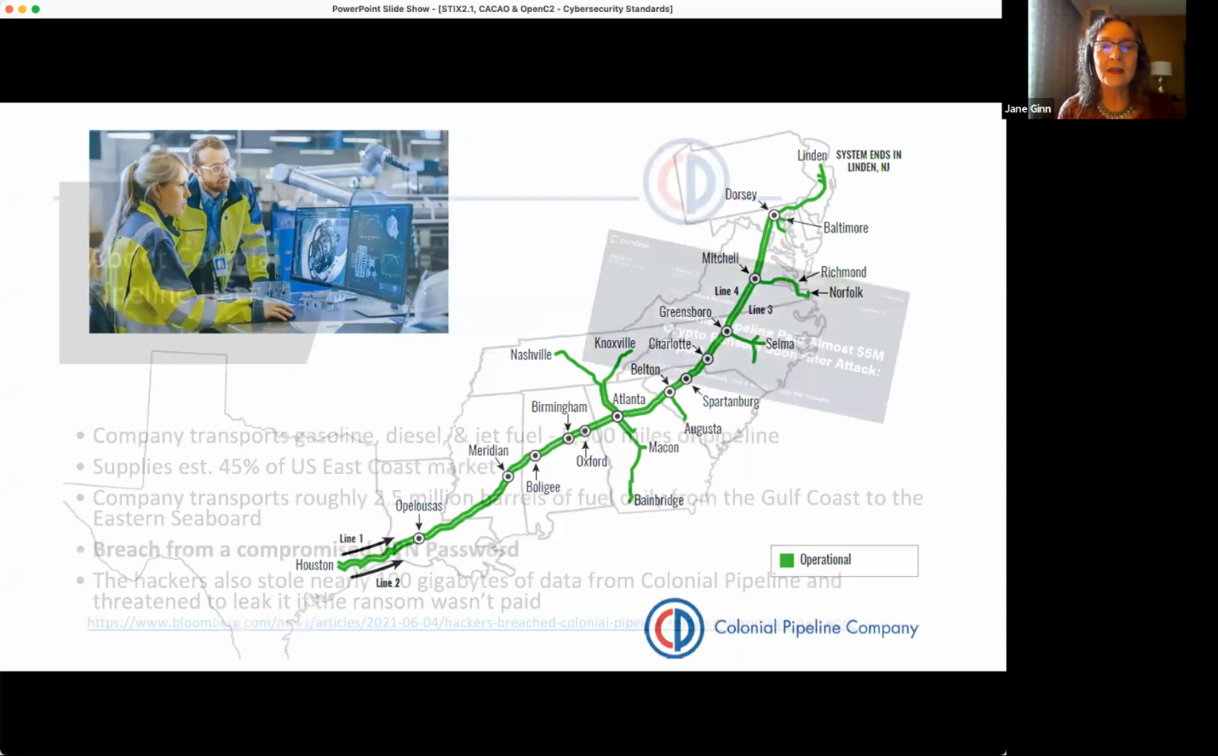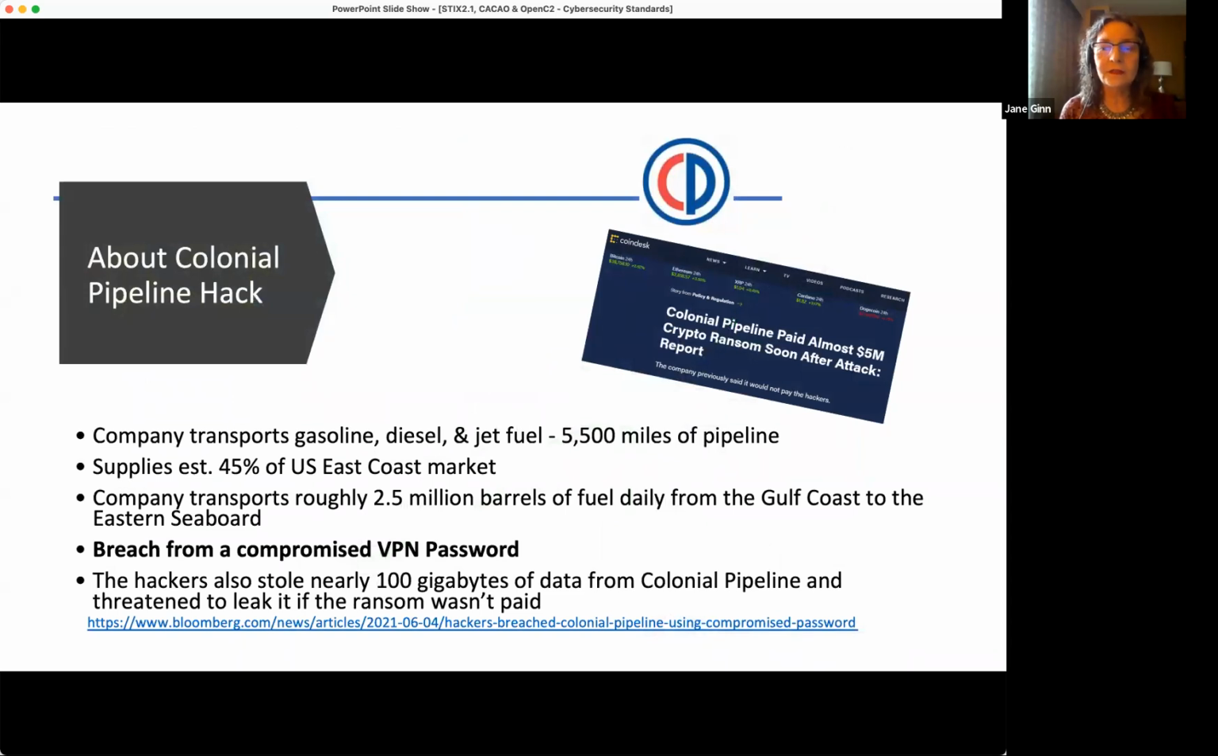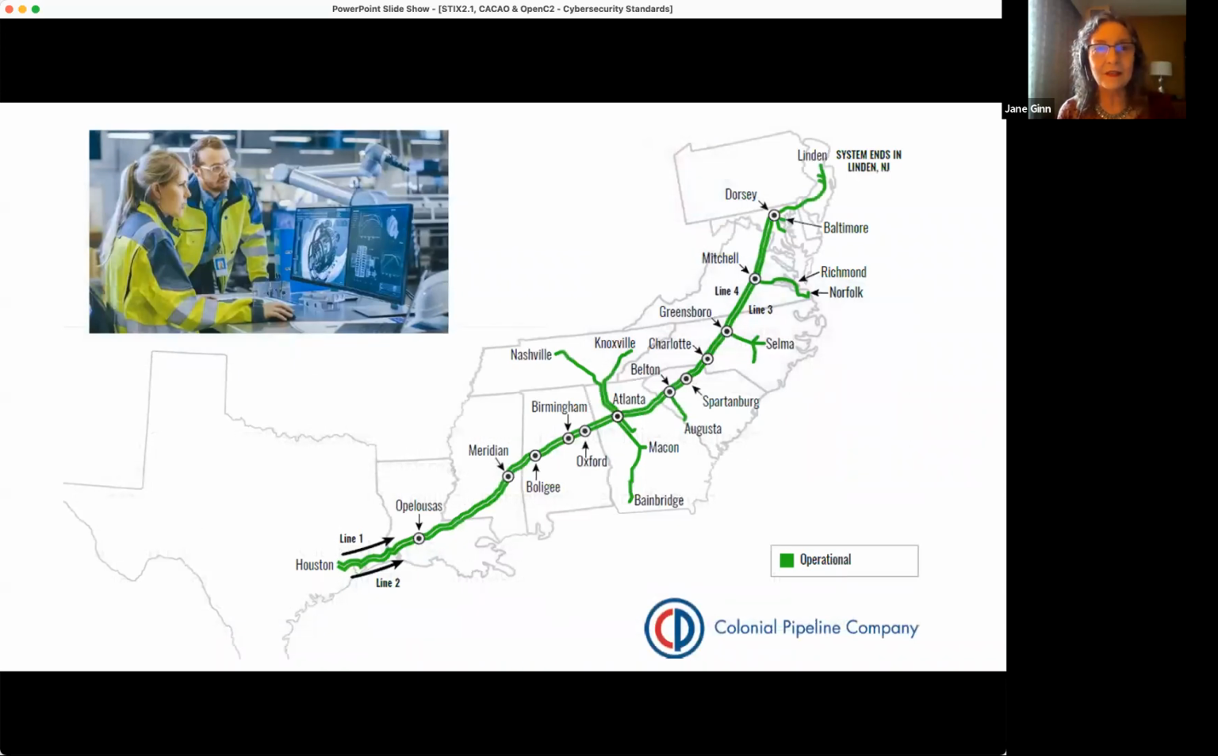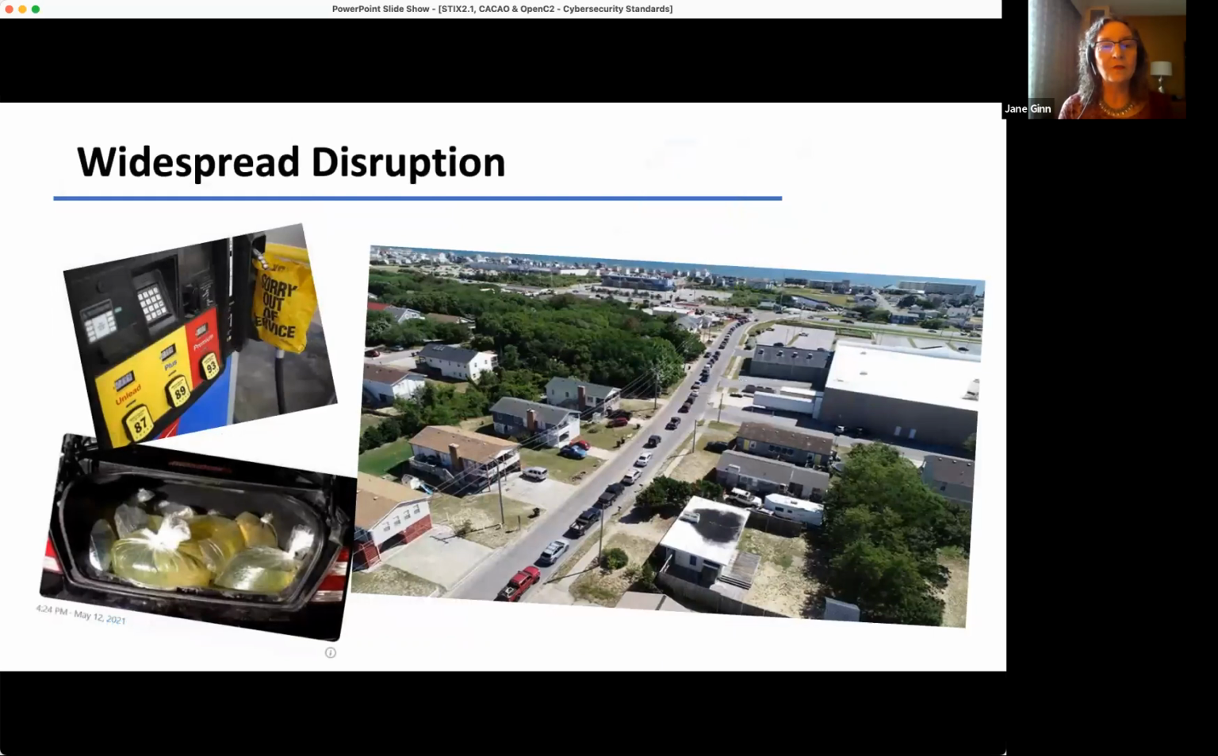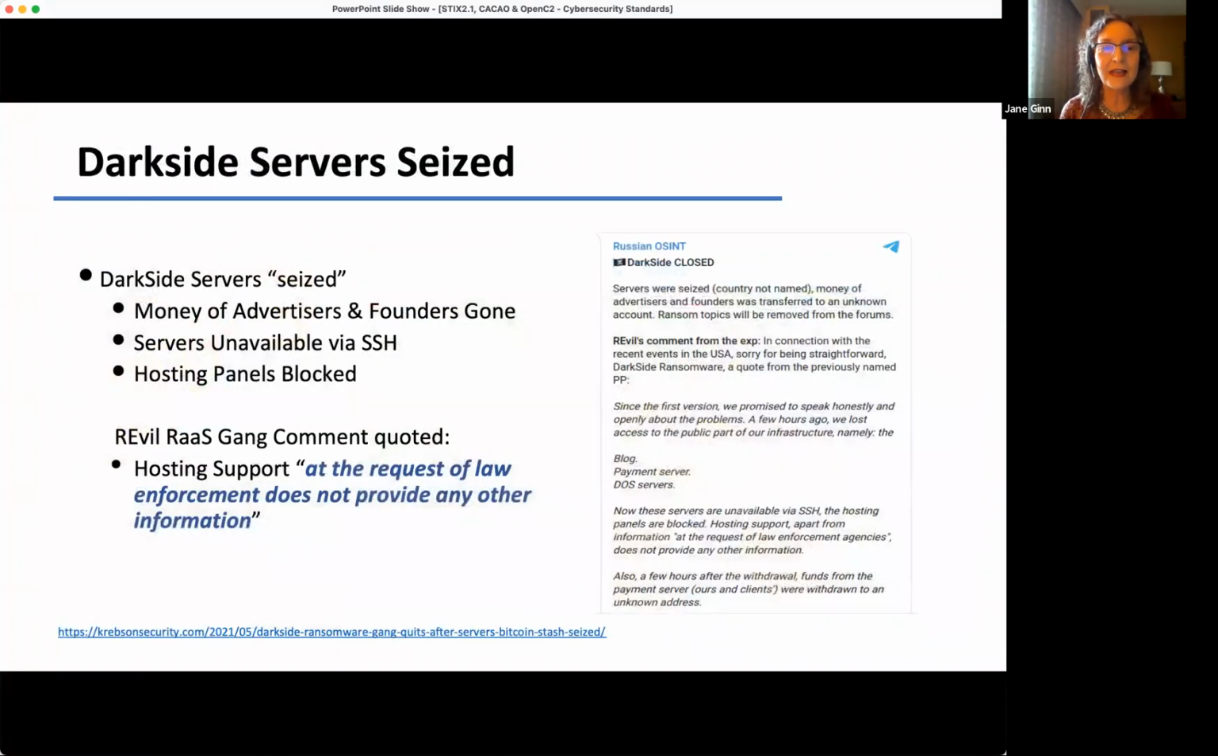Next slide, please. And that had a significant impact on the transportation of gasoline, diesel, and jet fuel throughout the eastern seaboard from about May 8th through about May 17th. And then we also found out shortly thereafter that it looked like the hack was facilitated by a VPN compromise. Now, it caused widespread disruption. You saw hoarding. Here you see a photograph of a trunk filled with gasoline in plastic bags.